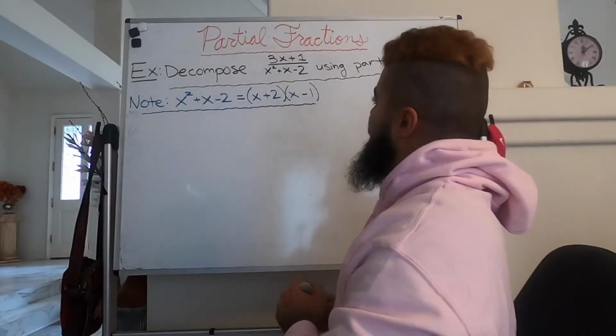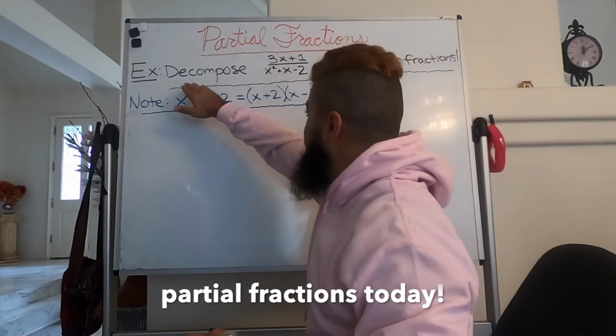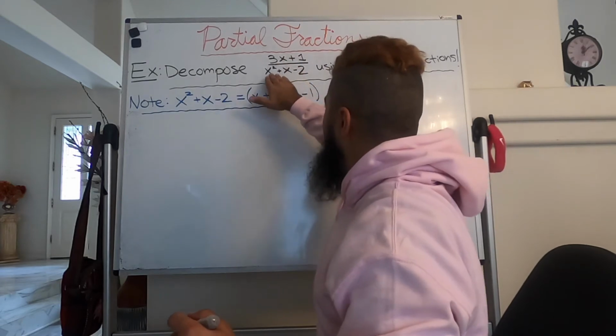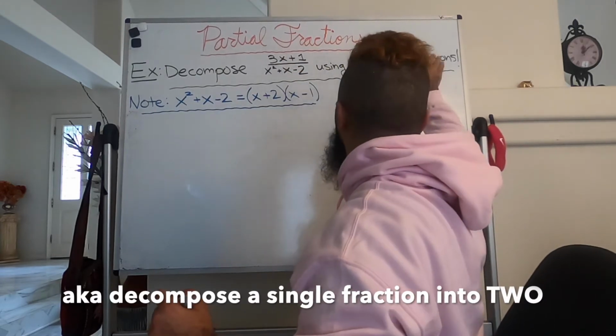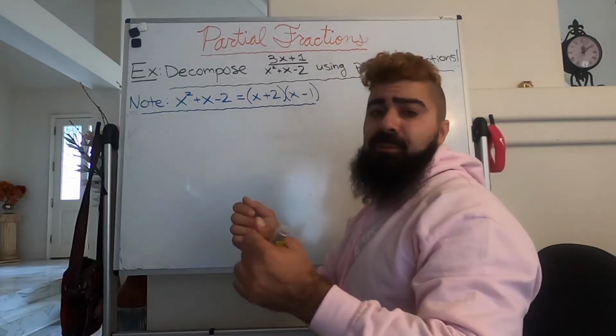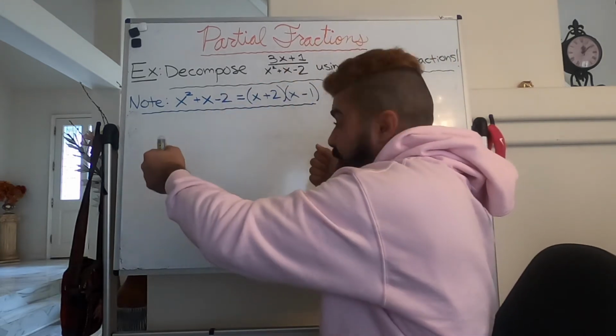Yo, welcome to MyMathYourMath. Today, partial fractions. Example, decompose (3x + 1)/(x² + x − 2) using partial fractions. That just really means, let's rewrite this as the sum of two different fractions.